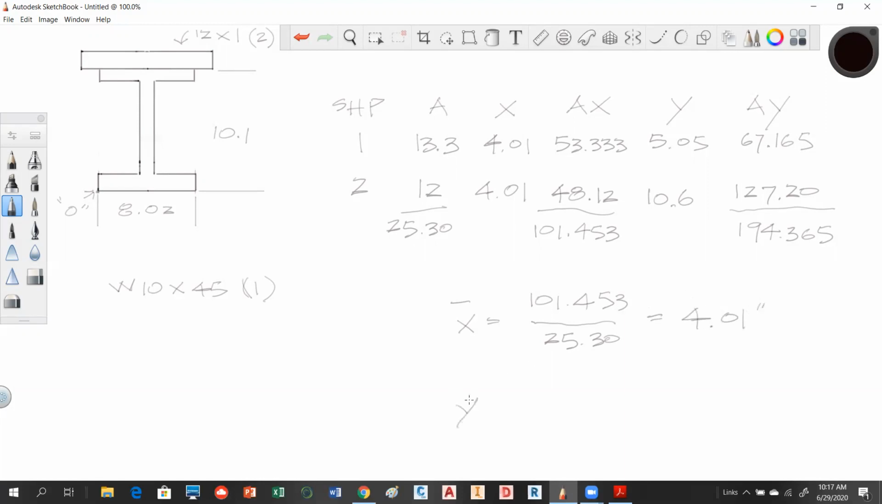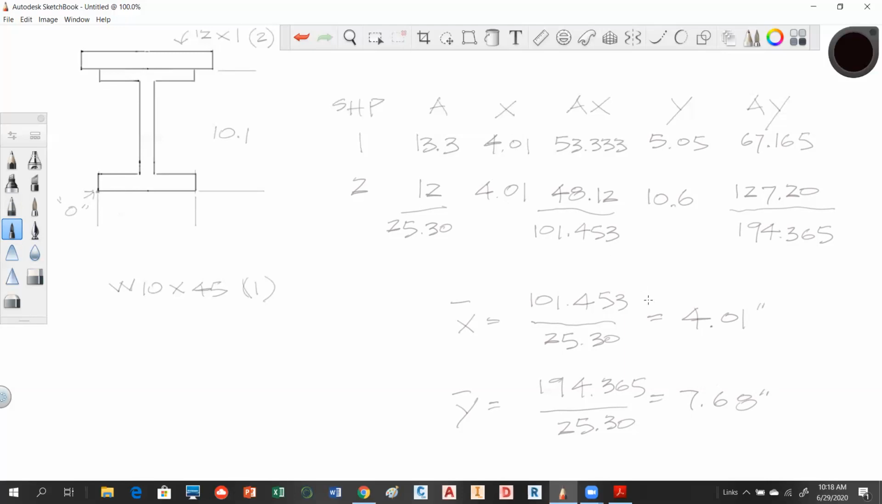And then the y bar distance, 194.365 divided by the sum of the areas. And that gives me 7.68. So let's think about this, and it should make sense. Let me do a little erasing here. I'm going to erase some things so we can see. What we've got going on is the fact that this is exactly midway here. So it should make sense.